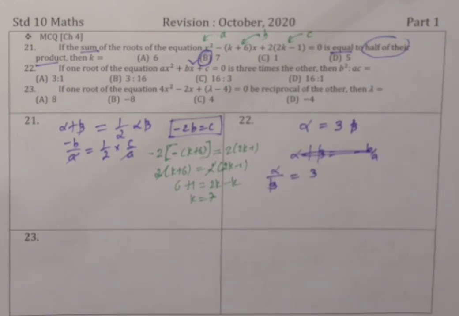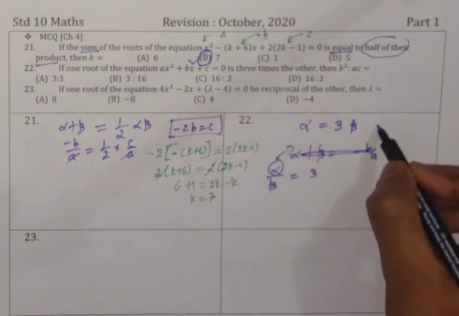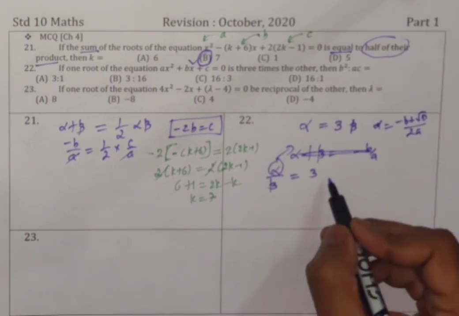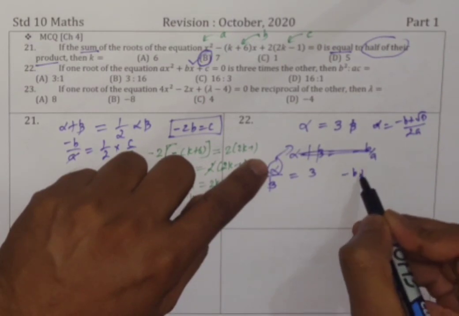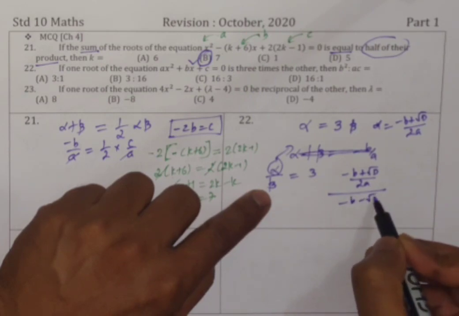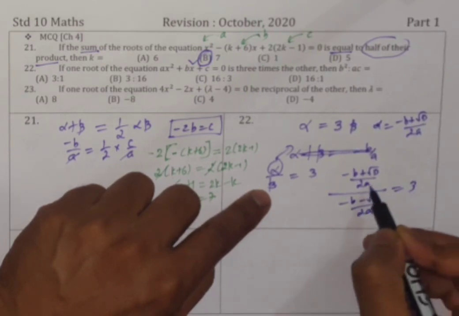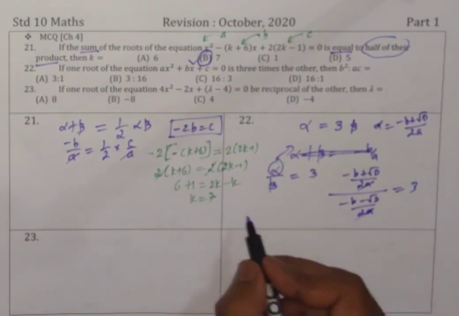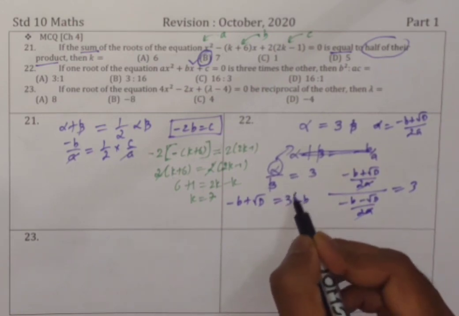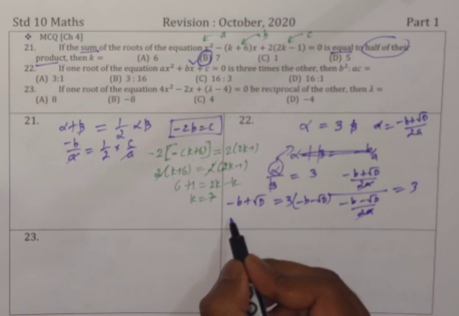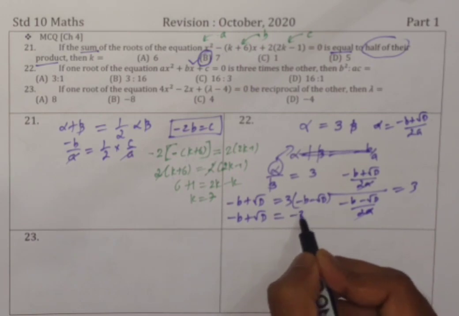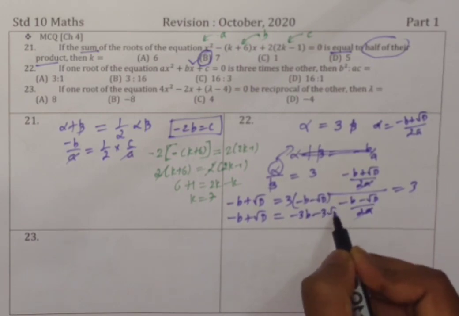Children, this is difficult. Alpha is the first root, that is minus b plus root d upon 2a. So we'll have to take that. Alpha upon beta is minus b plus root d upon 2a whole upon minus b minus root d upon 2a, that is equal to 3. This cancels 2a. Cross multiplication: minus b plus root d is equal to 3 times minus b minus root d. That gives me minus b plus root d is equal to minus 3b minus 3 root d.